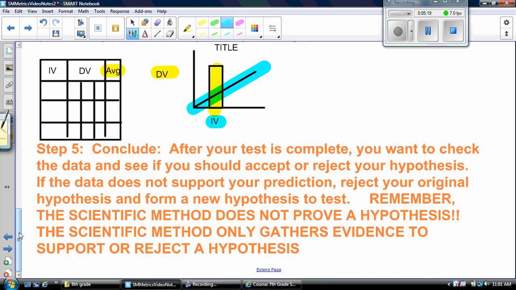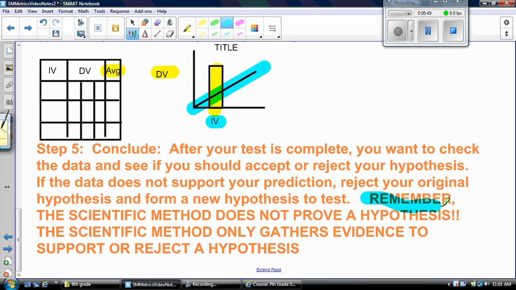And then the last step of the scientific method is our conclusion. So when we write our conclusion, we always restate our hypothesis, and then we look and see if our data supports or does not support our hypothesis. Remember, you always write it as data supports or does not support the hypothesis. Don't write hypothesis supports data, because that doesn't make sense. Okay, so your data either supports or does not support your hypothesis.